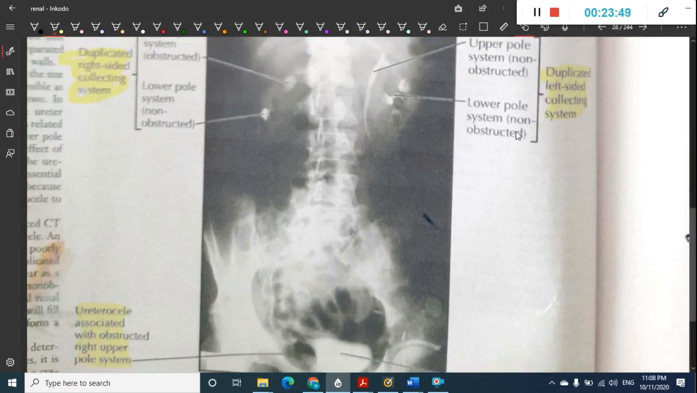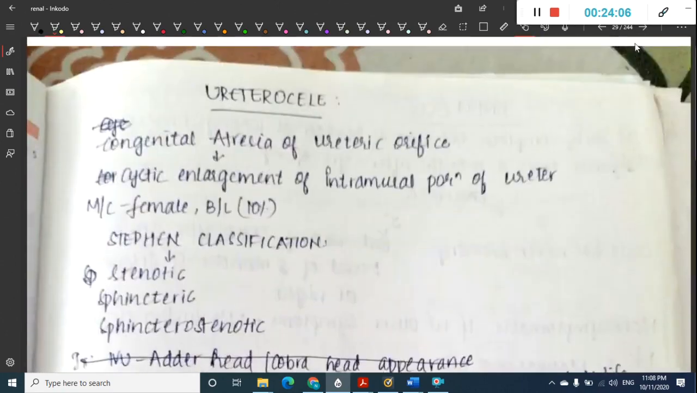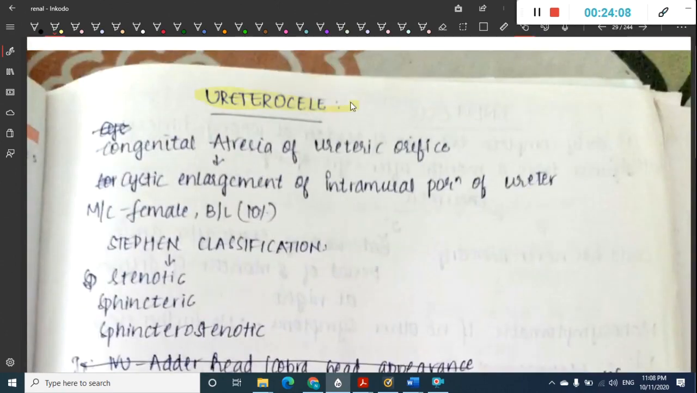But if you see here, the upper pole is not obstructed, so you can see the contrast going on. Even in the lower pole you can see the contrast, and at the end if you see the bladder, it is all filled with contrast except this area. So that area is nothing but the ureterocele which you are seeing. Then let us now learn some points about ureterocele.